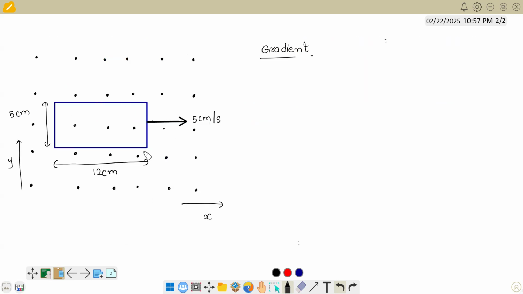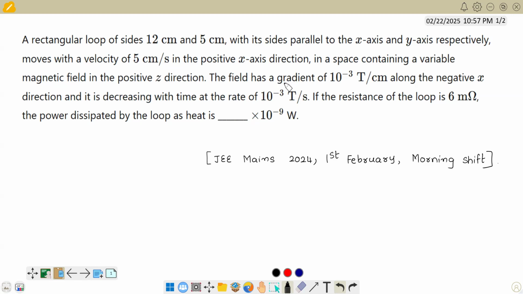So basically, a rectangular loop is given, and this is 12 centimeter, this is 5 centimeter. This is moving forward with a speed of 5 centimeter per second. Assume this is x and this is y. Magnetic z direction would be coming out of the screen. So the magnetic field is outside, but this magnetic field is not constant. It has a word gradient.